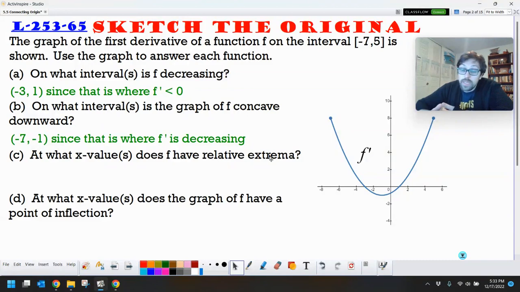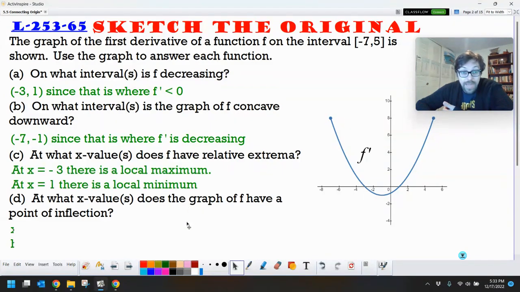When are we going to have relative extrema? We get extrema when we get our critical values. That is wherever our first derivative equals 0. So these 2 points, we should be getting maximum or minimum.